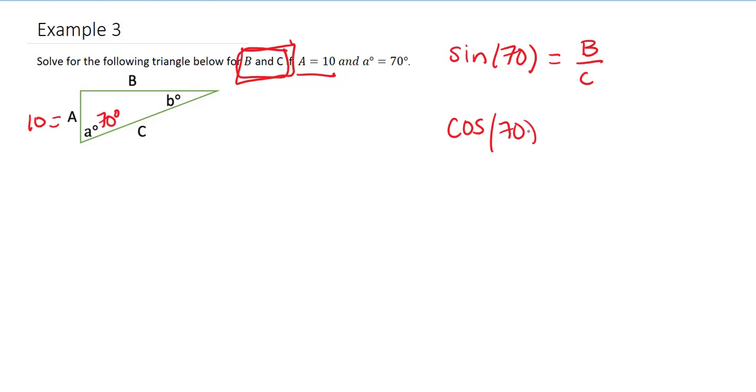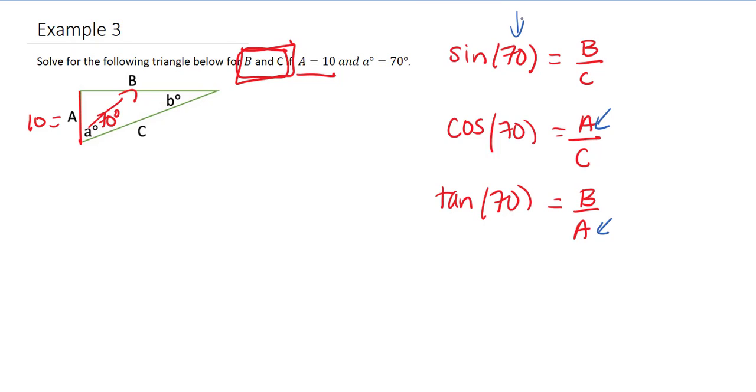So cosine of 70, so that's adjacent, so that's A over hypotenuse, which is C. And then tangent of 70 is opposite, so the opposite of A is B, over A. So now let's look to see what we're solving for. Anytime we see A, we know this and we know this. And we obviously know the angles, so that's good.